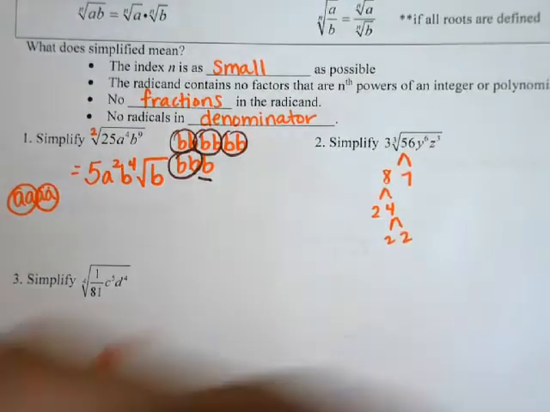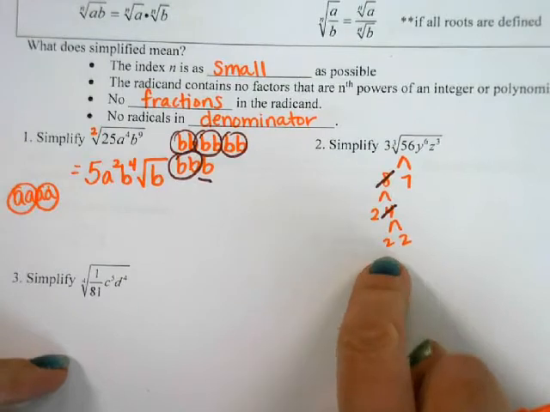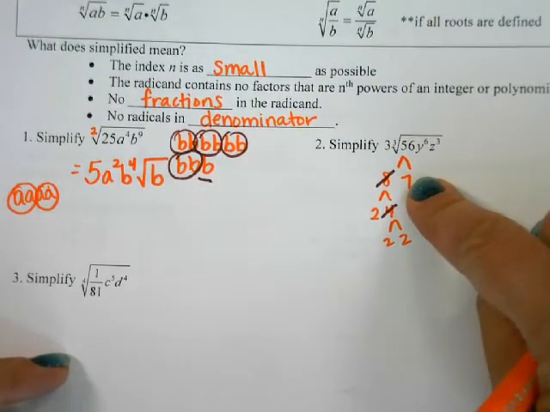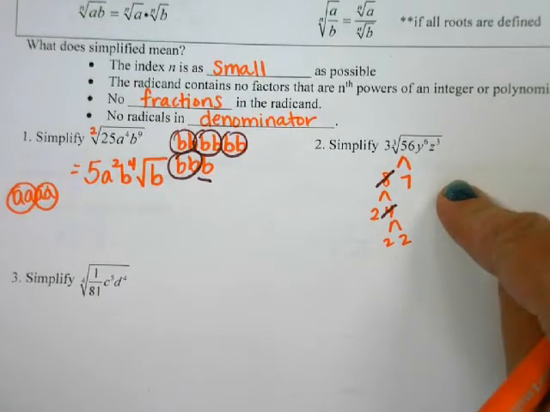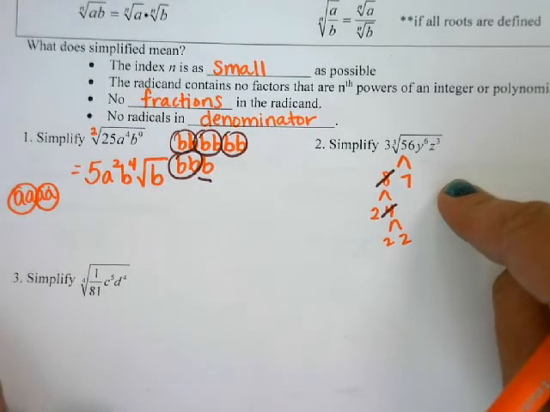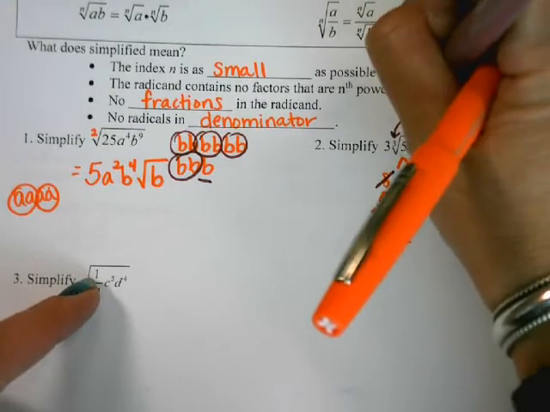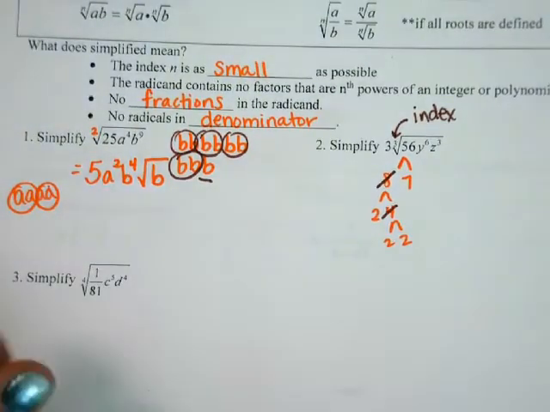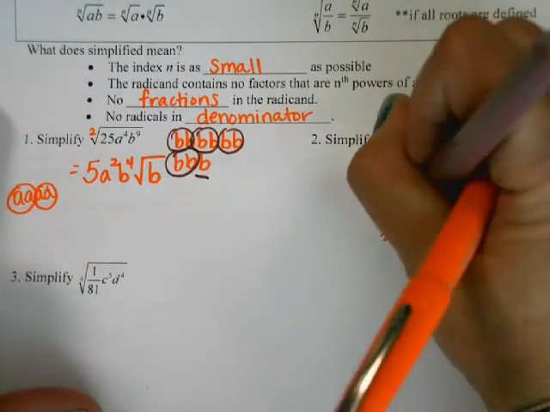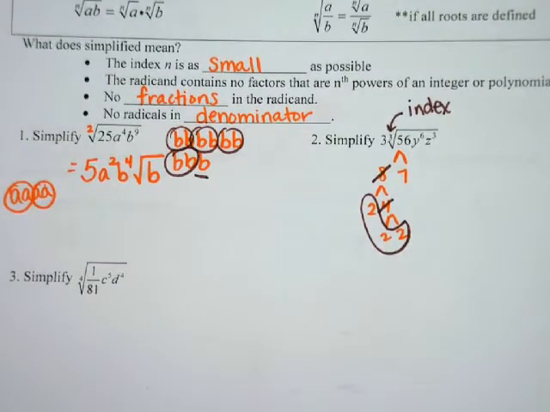So my prime factorization of 56 is 2 times 2 times 2 times 7. I may have said too many 2's. Okay, what's my index? 3, right? This guy right here is my index. It says I'm going to group them. Same thing, has to be 3 in a group. Well, I have 3 2's that are the same, so they can be in a group, and they get to come out of the radical.